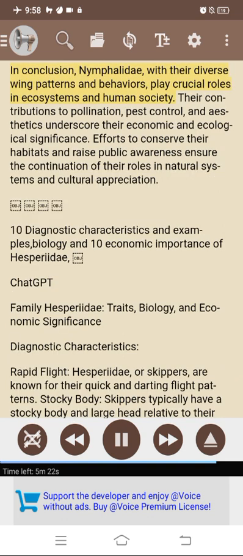In conclusion, Nymphalidae, with their diverse wing patterns and behaviors, play crucial roles in ecosystems and human society. Their contributions to pollination, pest control, and aesthetics underscore their economic and ecological significance. Efforts to conserve their habitats and raise public awareness ensure the continuation of their roles in natural systems and cultural appreciation. 10 diagnostic characteristics and examples.